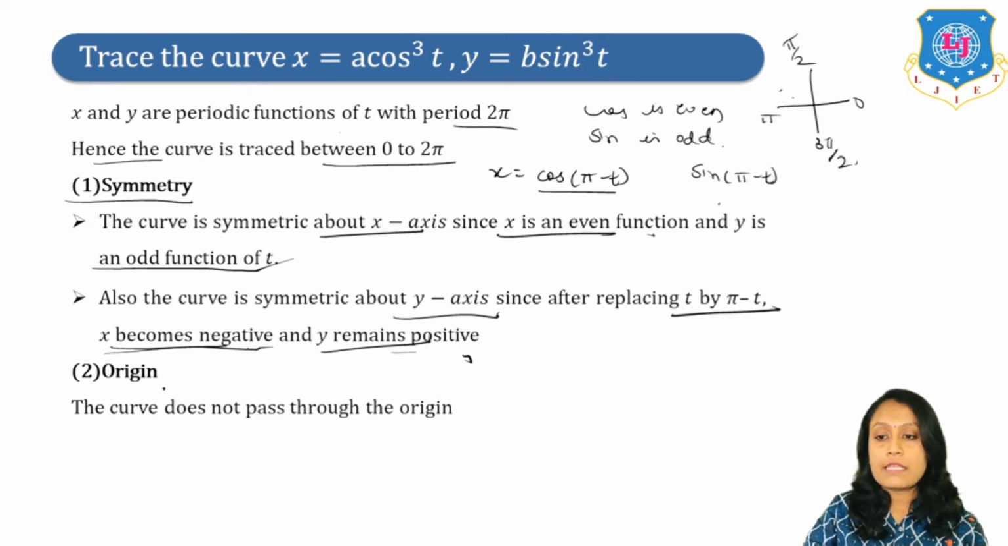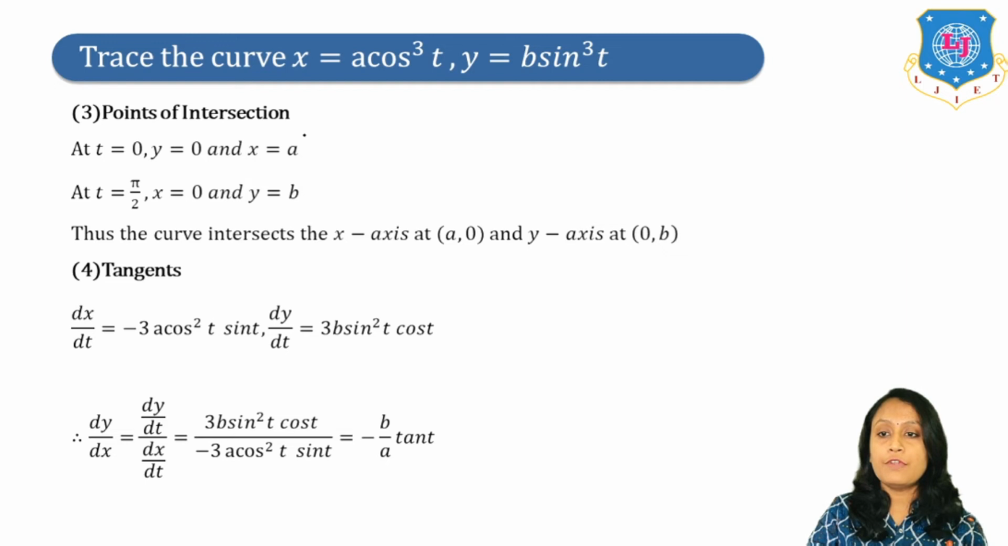Now the second one is origin. The curve does not pass through the origin because x and y both do not become 0 for any value of t. Now the third point is point of intersection.